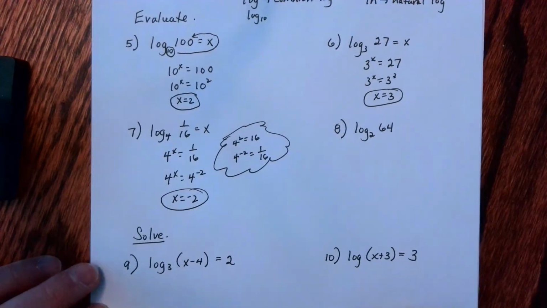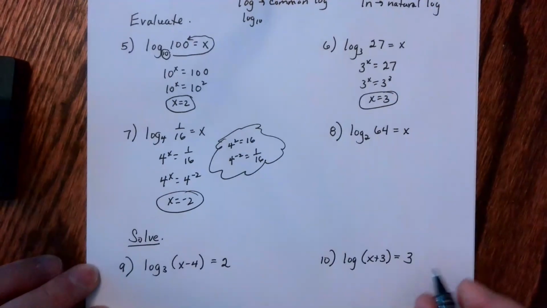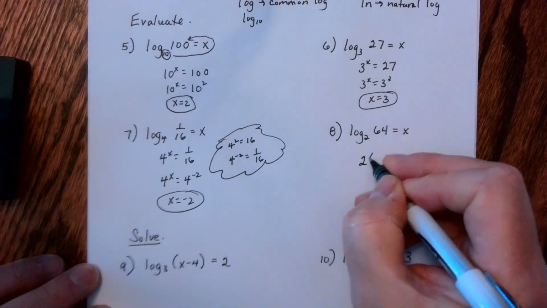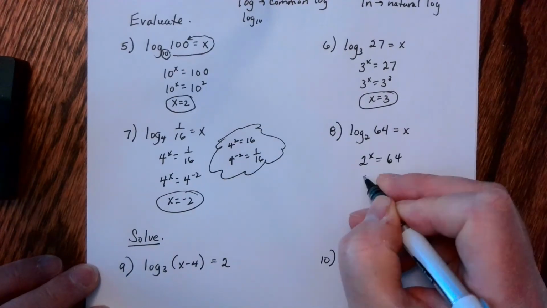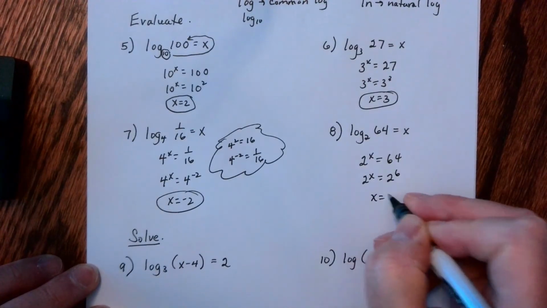A very simple problem over here, log base 2 of 64. Again, if I set it equal to x, I end up with 2 to the x power is equal to 64. So 64 is 2 to the 6th power, so x equals 6.